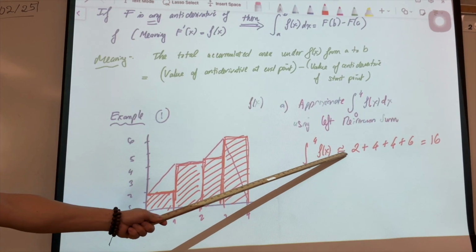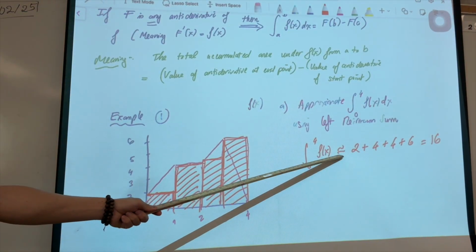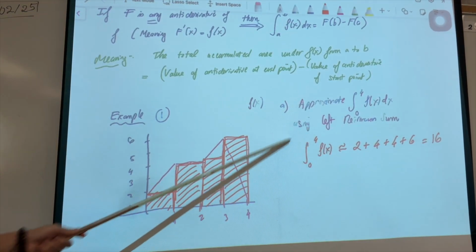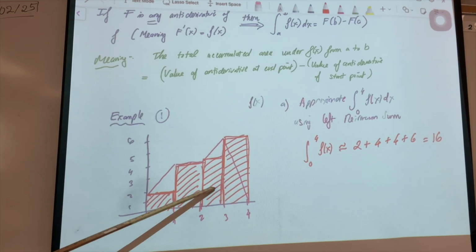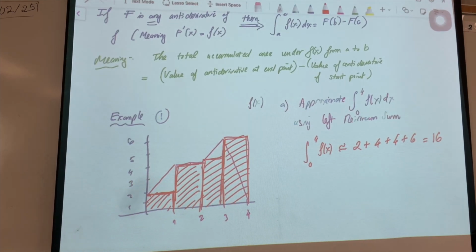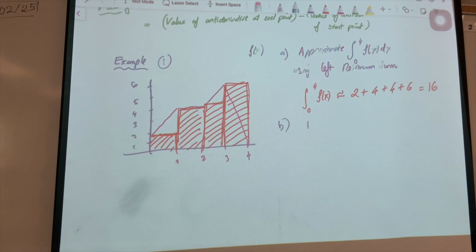Notice I just put approximate, okay? Because this is not really the area under the curve. We just do the left Riemann sum. How about the right Riemann sum, when you start from the right side?